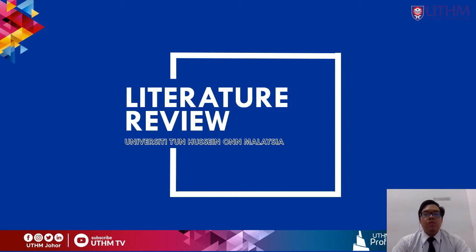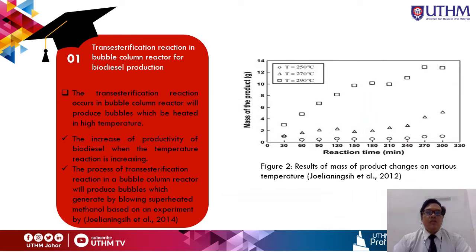Next, we continue to the literature review. The first one is transesterification reaction in bubble column reactor for biodiesel production. The transesterification reaction in the bubble column reactor will produce bubbles which are heated at high temperature. Based on the experiment by Giuliani et al., the bubbles produced in the bubble column reactor are generated by blowing superheated methanol. And next, the productivity of the biodiesel increases when the temperature is increased.